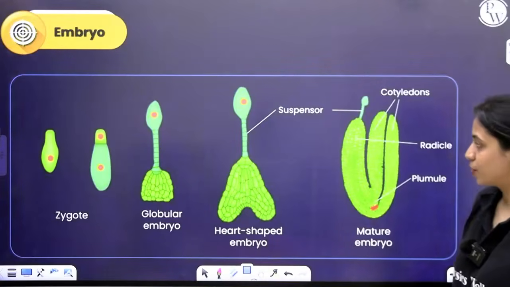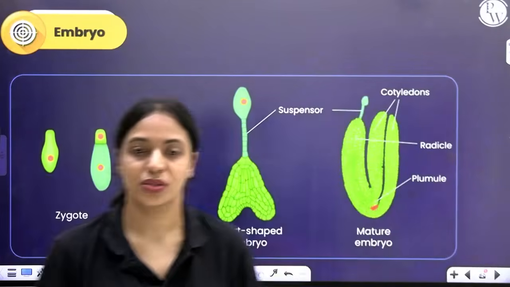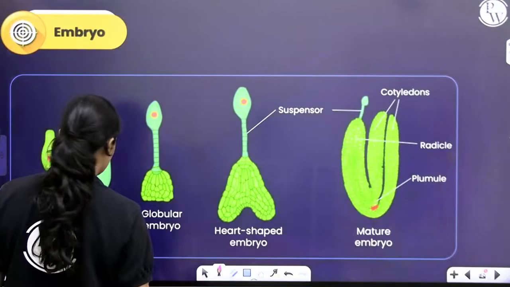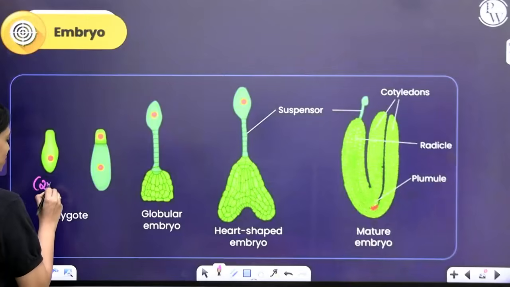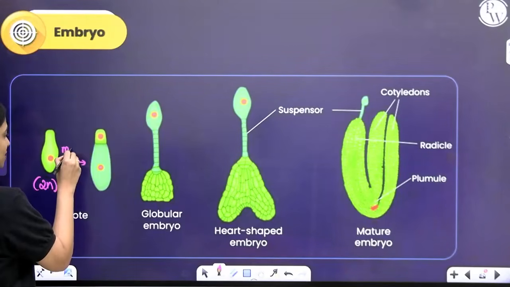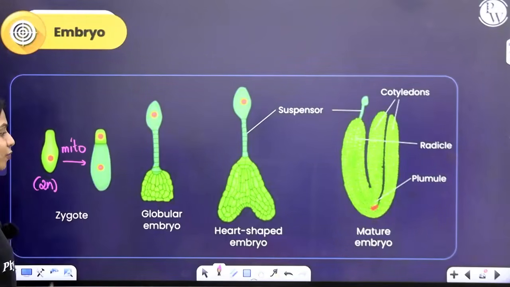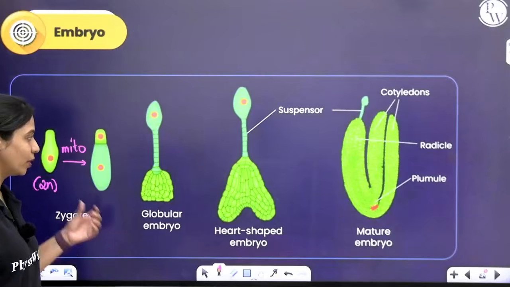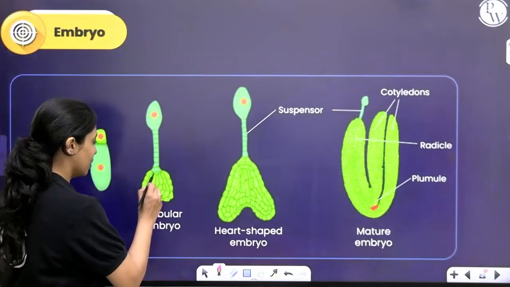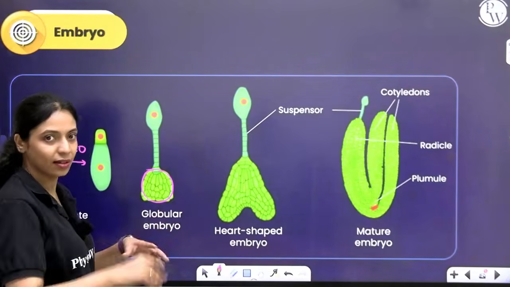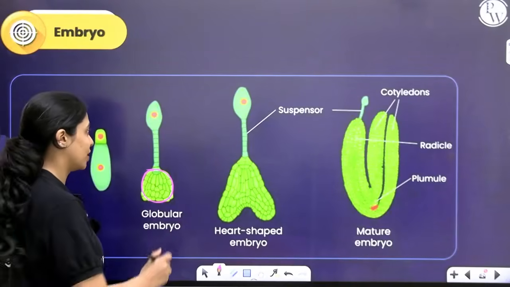That's about the endosperm. Now let's talk about the embryo. Embryo is formed from the zygote. Zygote is a single cell that is diploid. This will start undergoing mitotic divisions and first form what we call the pro-embryo, and after that there is a stage where the embryo proper forms a spherical structure which is called the globular embryo.